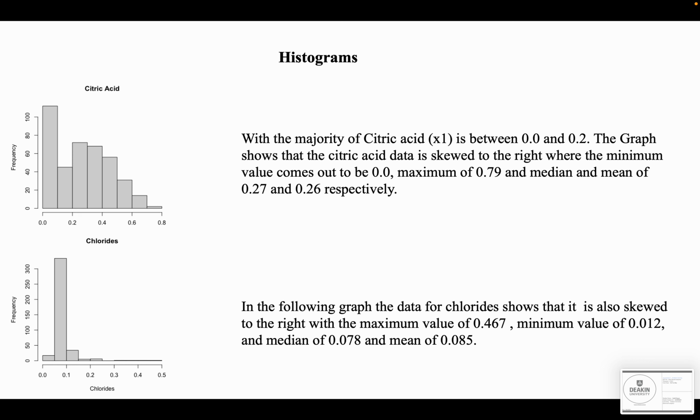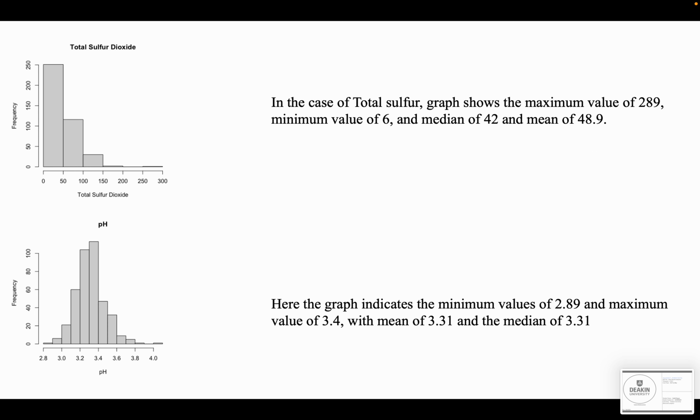Moving towards the histograms, the first histogram is of citric acid. It is clear that the citric acid data is skewed to the right, where the minimum value is 0.0 and the maximum is 0.79. Moving forward to the chlorides, the graph shows that it is also right skewed. For the total sulfur dioxide, the graph shows the maximum value of 289, minimum value of 6, median of 42 and mean of 48.9. Moving forward to pH, the graph indicates the minimum value of 2.89 and maximum of 3.4.